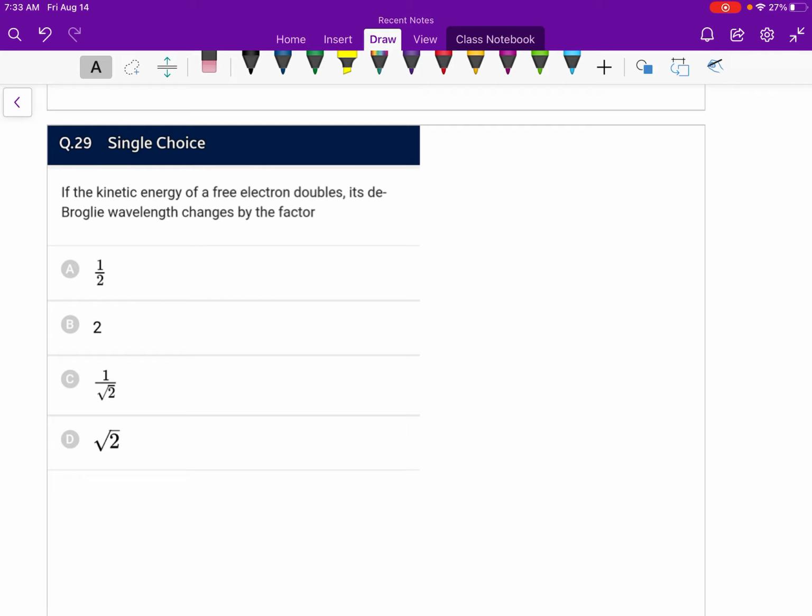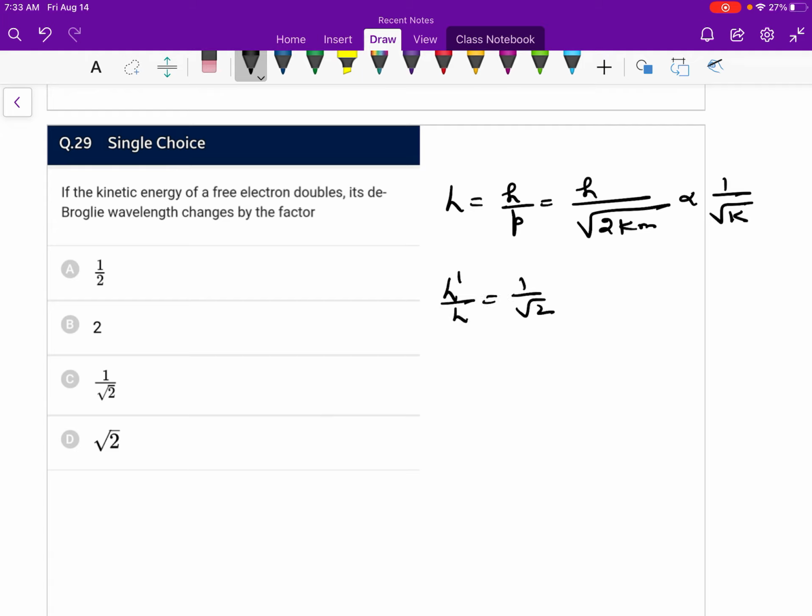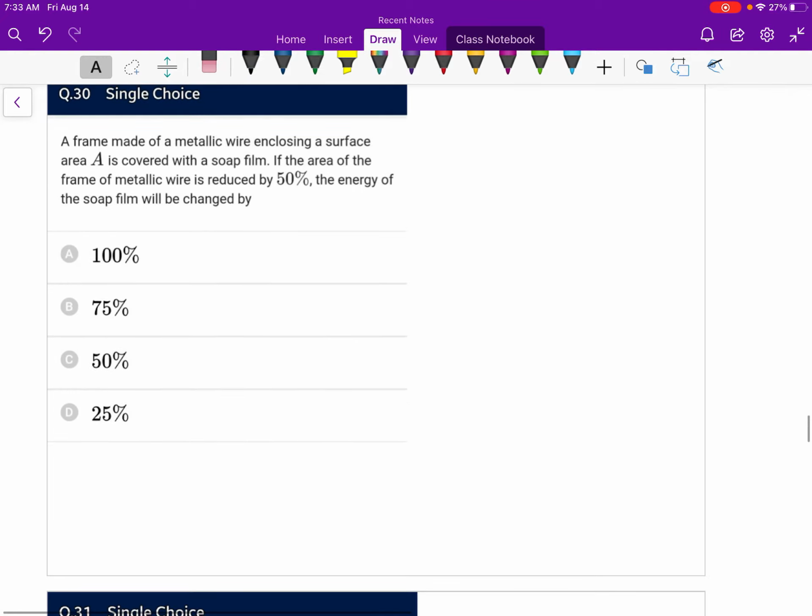If the kinetic energy of a free electron doubles, so lambda is h by p, which is equal to h by root 2mK, which is proportional to 1 upon root K. So if kinetic energy is doubled, then lambda dash upon lambda is 1 by root 2. The de Broglie wavelength becomes 1 by root 2 times. So C is the correct option.